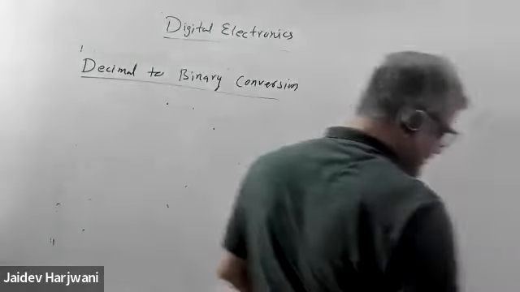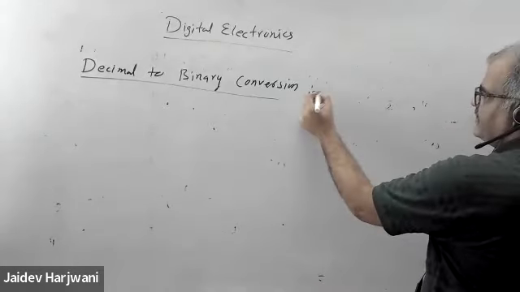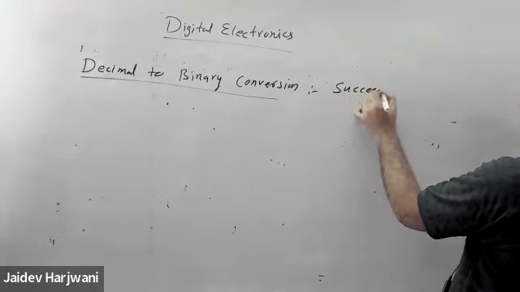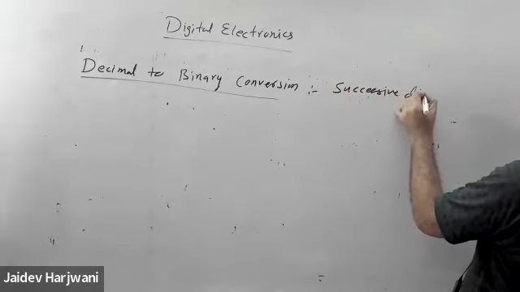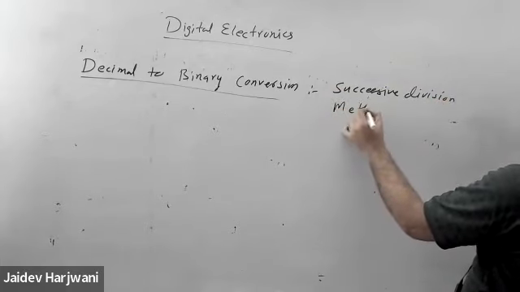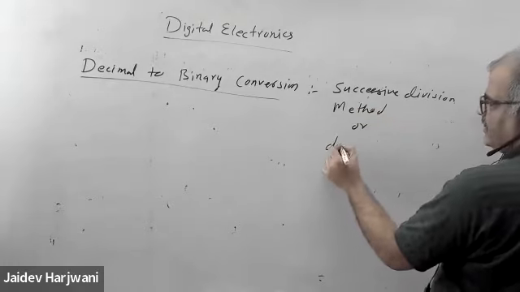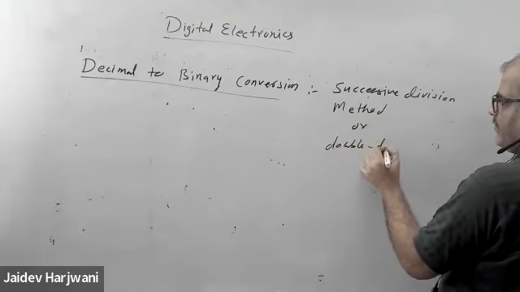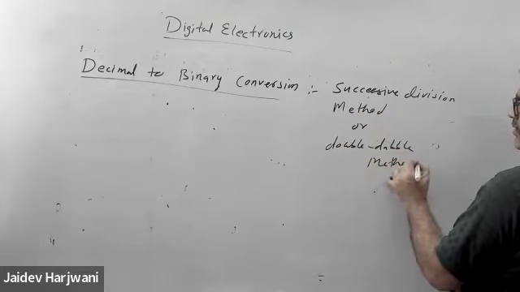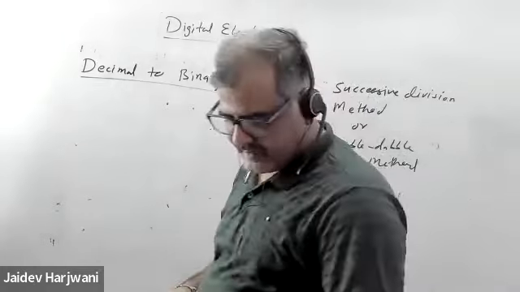This conversion method is called the successive division method, or also we call this the double method.